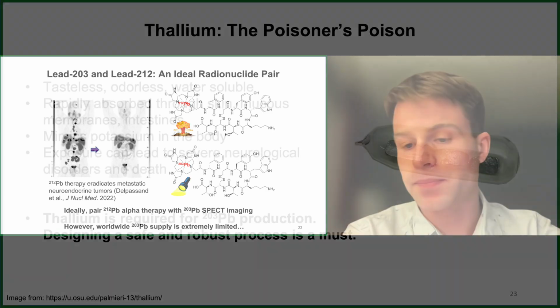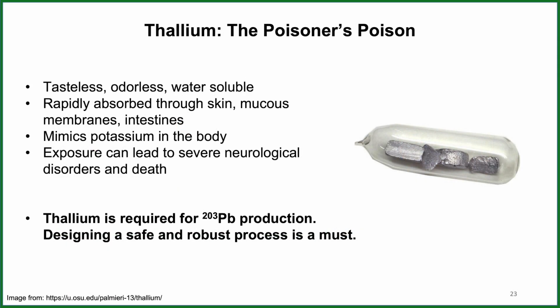And why is that? Well, to make lead-203 on the cyclotron, you need to bombard thallium. And thallium is known as the poisoner's poison, so it's tasteless, odorless, water-soluble, and it's rapidly absorbed through skin and membranes. And it's a potassium mimetic, so exposure can lead to severe disorders and death. With this in mind, we need to design a safe and robust process.